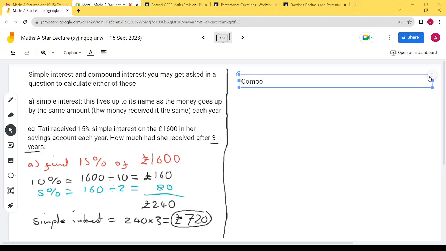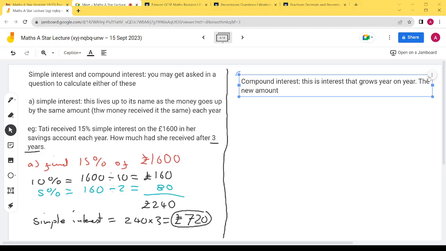And so compound interest is interest that grows year on year. It wouldn't have to be year on year, to be honest. I'm saying year on year because it's normally year on year in the exam, but with a credit card it can be month on month. Sometimes even with some debts, it will be day on day, but the new interest is calculated on the increased amount.